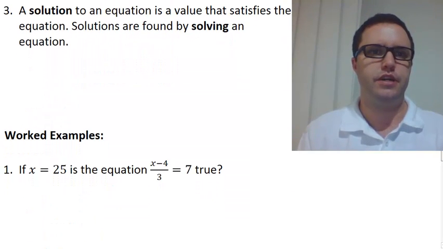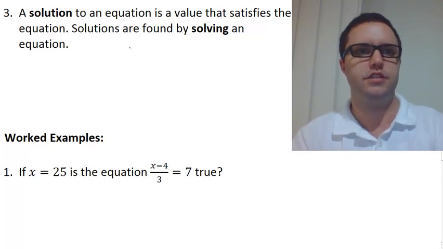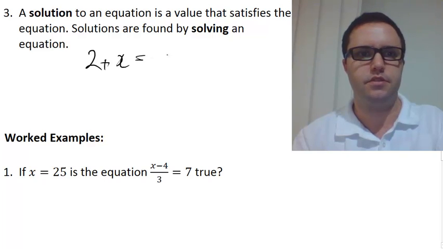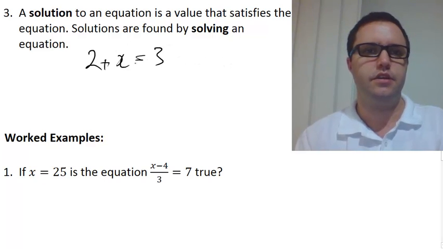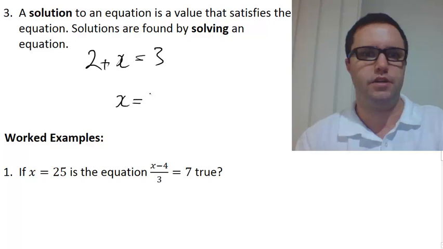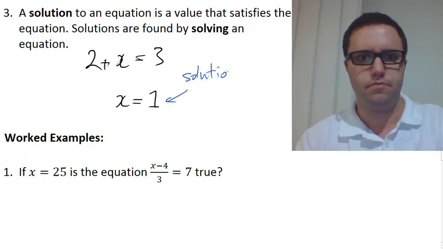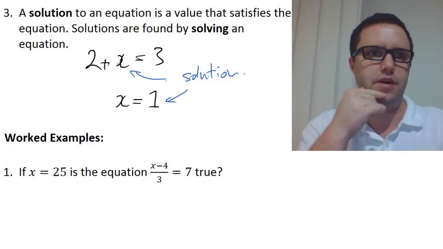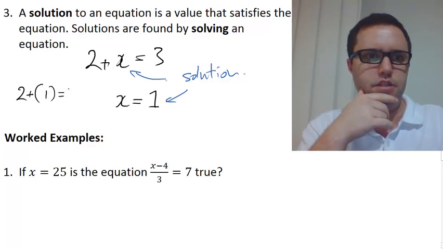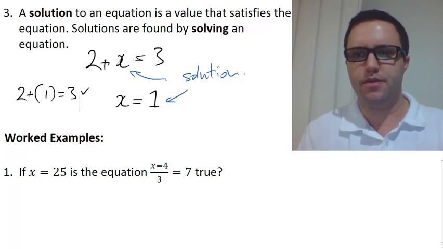Okay, a solution to an equation is a value that satisfies the equation. Solutions are found by solving an equation. So for instance, if we had 2 plus some number is equal to 3, well, it's pretty obvious that 2 plus something is 3. In this instance we might say that x is equal to 1. This is the solution that satisfies this. And we can test solutions by substituting them back in. So let's just check that. 2 plus 1 is equal to 3. Yay, that's a correct statement. Good times.